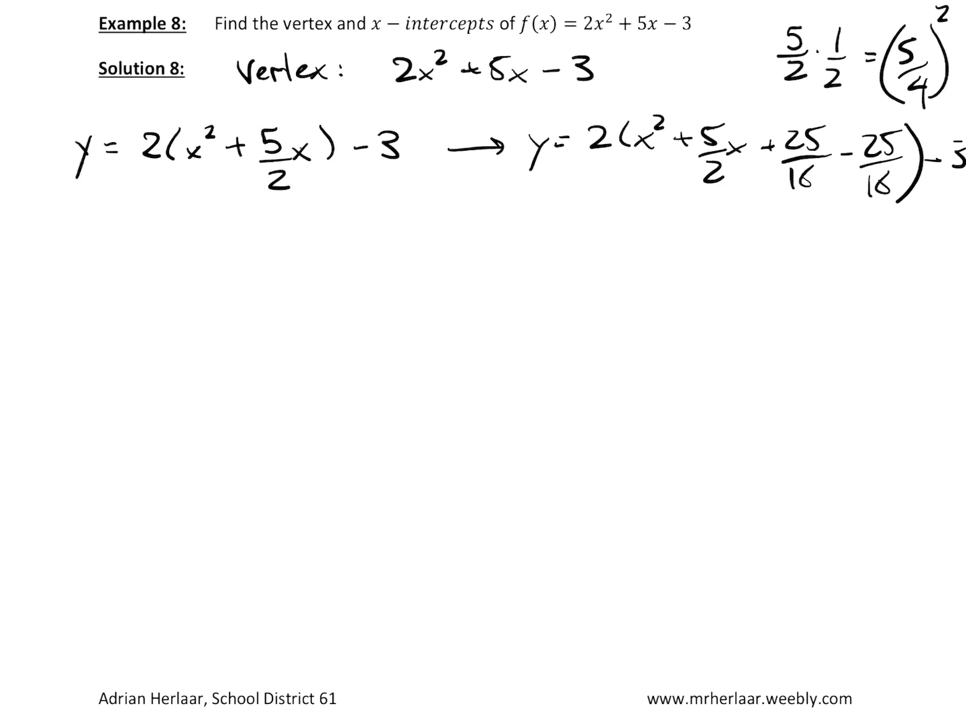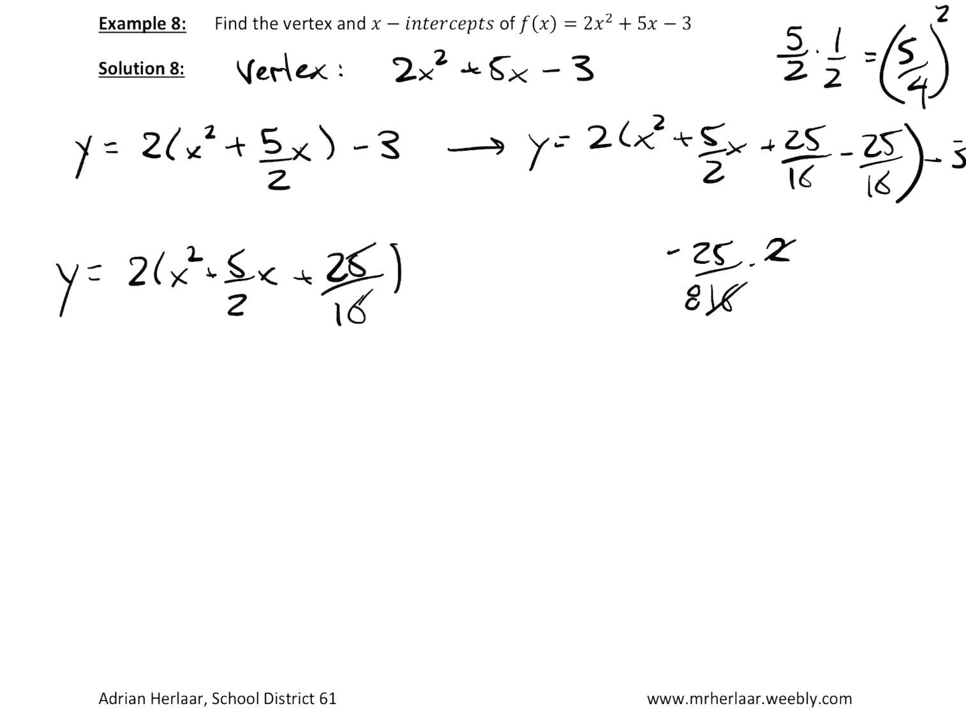So get the 25 over 16 out. And remember that you're multiplying 25 over 16 by the a term, which is 2. That's going to cancel, and you're going to have negative 25 over 8. So when that comes out, you're going to have y equals 2 times x squared plus 5 over 2x plus 25 over 16. And then you have a negative coming out, times it by 2, which we did, so we get negative 25 over 8. So minus 25 over 8 minus 3.